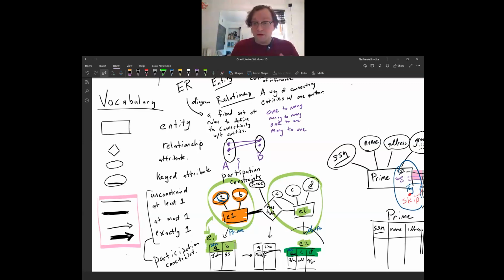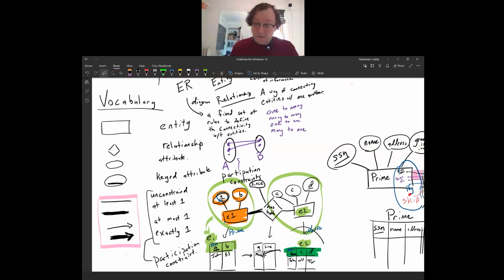The way that entities are connected with the relationship, they're connected with what are called participation constraints. That's a thin line, a thick line, a thin arrow, and a thick arrow. Unconstrained, meaning you could have total participation, no participation, partial participation with members of that entity and the relationship. Or otherwise, you can say that everything has to participate at least once, or at most once, or exactly once.